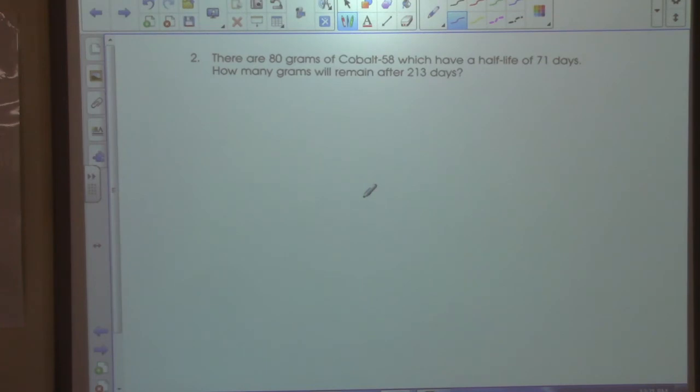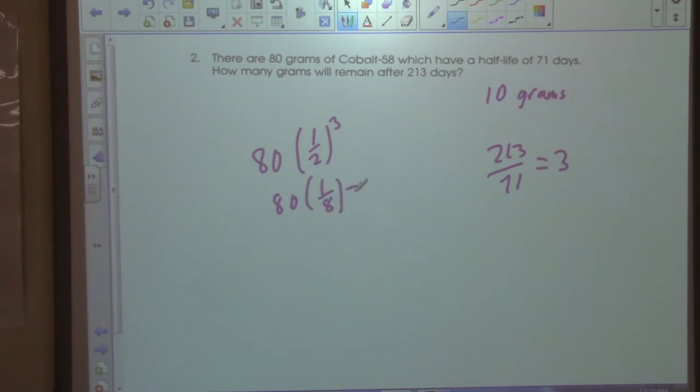I think I could do this one in my head. I already got 8. It's 4. 10 grams. Yeah, is that not right? How'd you get 10 grams? I divided 213 by 71 and got 3. And then I multiplied 80 by 1/2 to the power of 3, which is going to be 1/8. 80 times 1/8 equals 10 grams. Okay, 10 grams, all right.